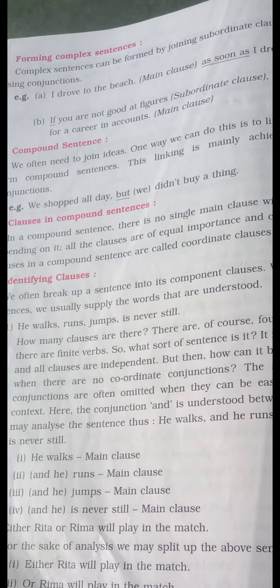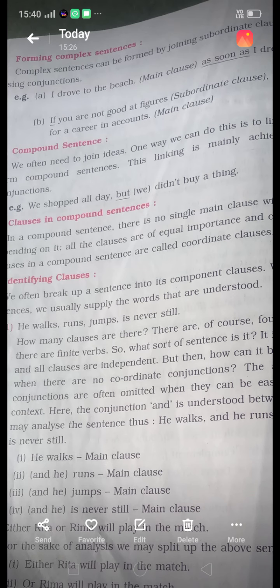Then how to sort this sentence? It is a compound sentence, because all clauses are independent, not dependent on each other. Then we can join these clauses with the help of a coordinate conjunction. We write: He walks and he runs and he jumps and he is never still. In this way we can join them, and we can say that it is a compound sentence.